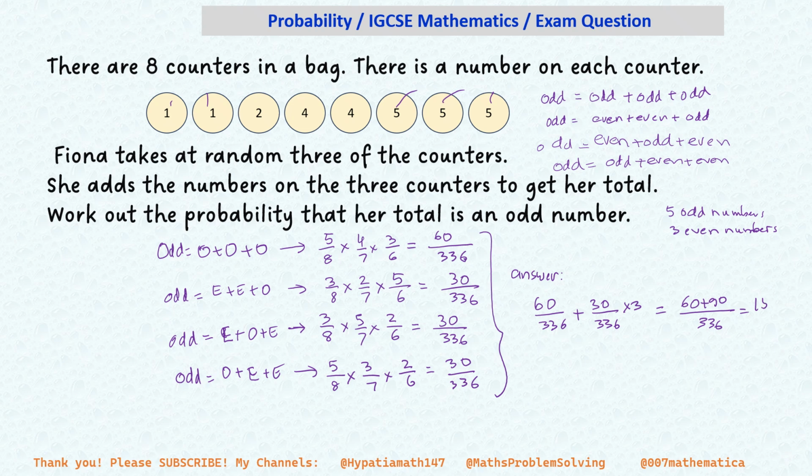That is 150 out of 336, and I have to simplify it. If I do 3 times 50, dividing by 2, and then 2 times 25, I get 25 out of 56, and this is the answer.